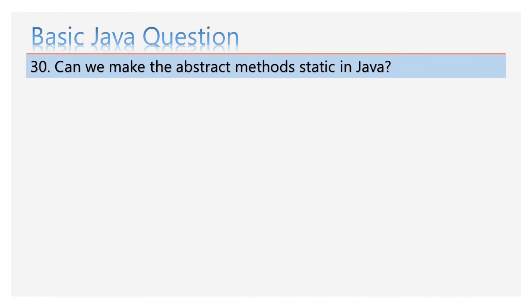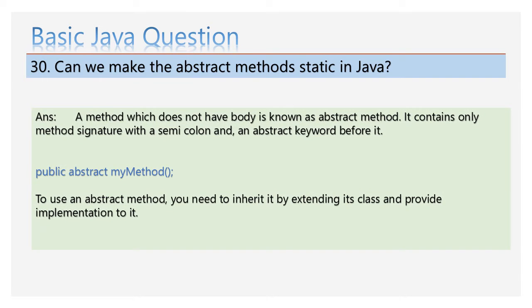Can we make the abstract method static in Java? Commonly, a method which does not have a body is known as an abstract method. It contains only the method signature with a semicolon and an abstract keyword before it. To use an abstract method, you need to inherit it by extending its class and provide implementation to it.